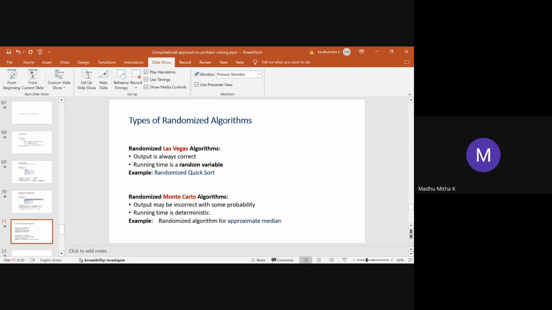There are also Las Vegas algorithms, where the output is always correct, but the running time is a random variable. For that, I have already given the example of randomized quicksort. For the Monte Carlo algorithm, we calculate the approximate median, and after that we apply the quicksort. This is called a randomized Monte Carlo algorithm. Here the running time is deterministic. For Las Vegas, the running time is a random variable.